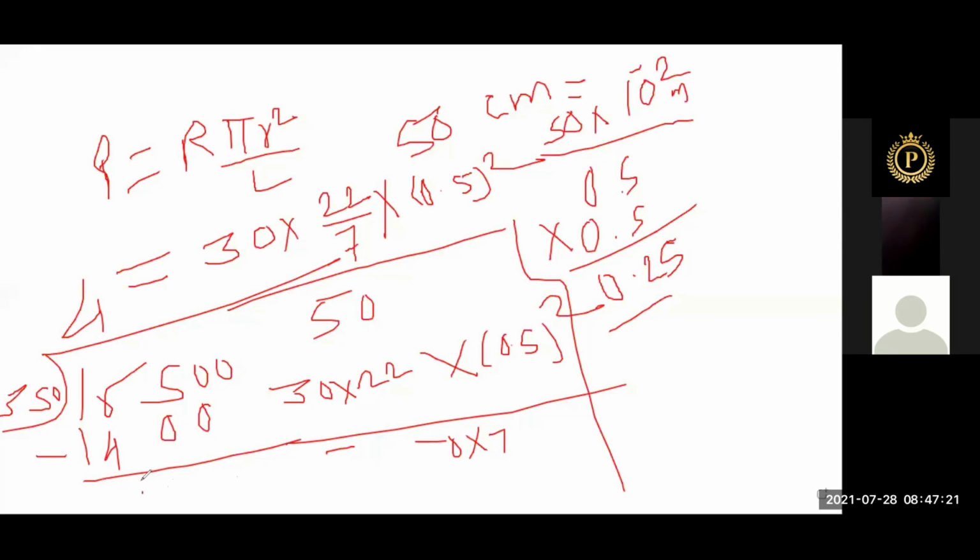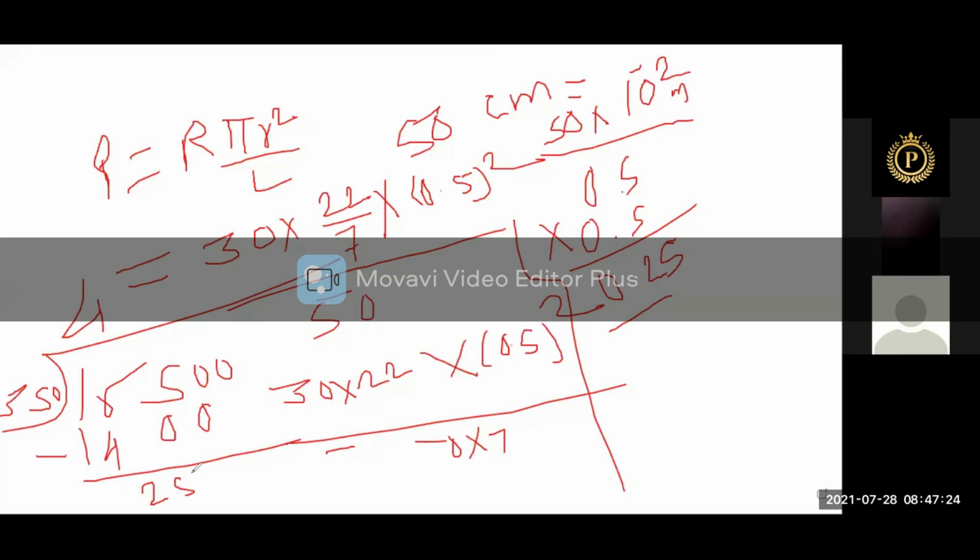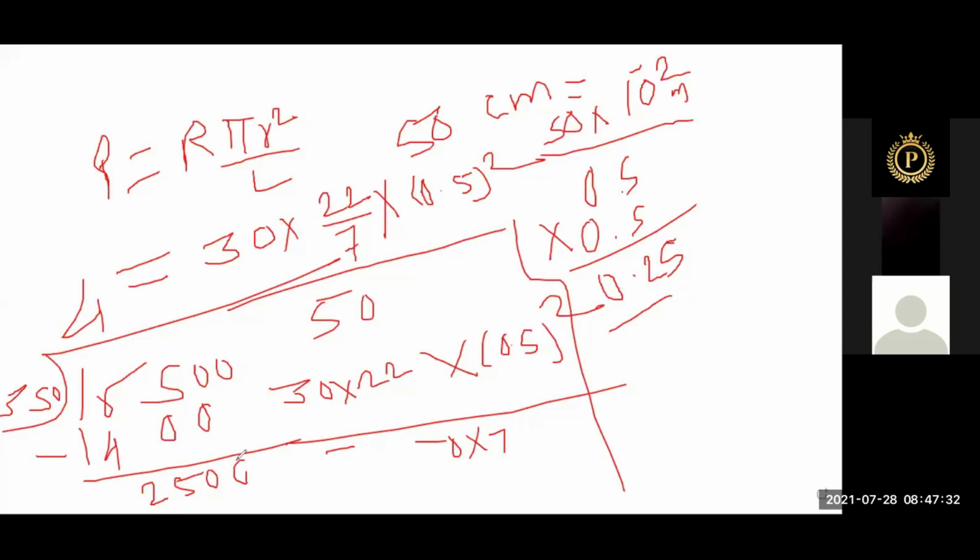Now subtract this. What will we get here? 250. Okay. Now is it possible to divide it? No. Then we have to take this 0 and then multiply. Now you have to make the 350 table. You'll get your answer. So what will be the answer? Tell me.